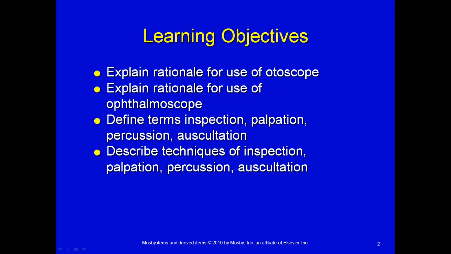Pulse pressure is the difference between the systolic and diastolic. When the pulse pressure widens, that's an early indicator of shock initially, and when the pulse pressure narrows, that certainly can be an indication of things like pericardial tamponade, tension pneumothorax, that sort of thing.